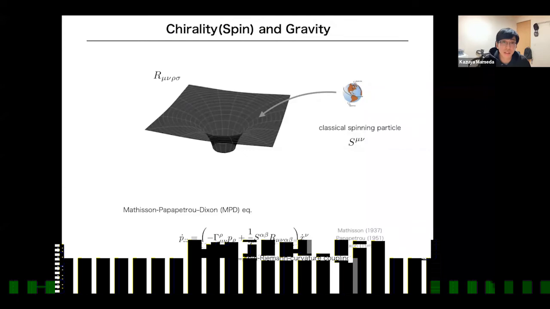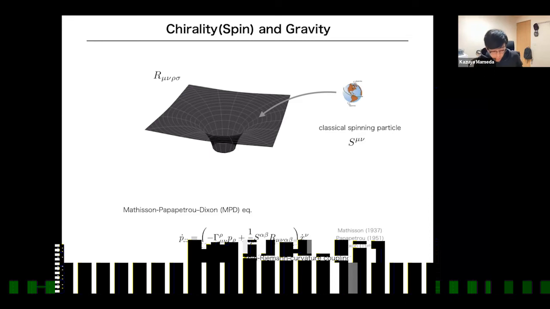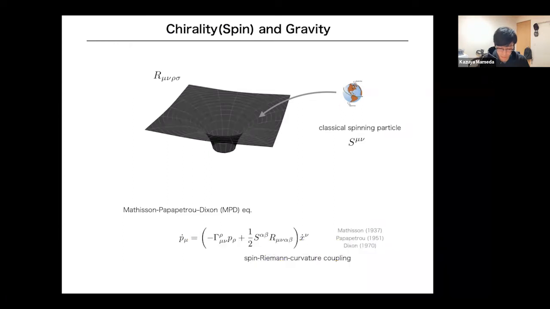Then let us look for other external fields coupled with the spin. So one example is gravity, which is actually the main topic of our work. And before going to the quantum theory, first let us start from a thought experiment of classical physics.